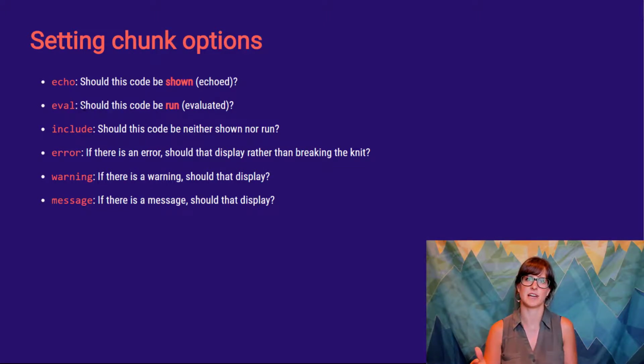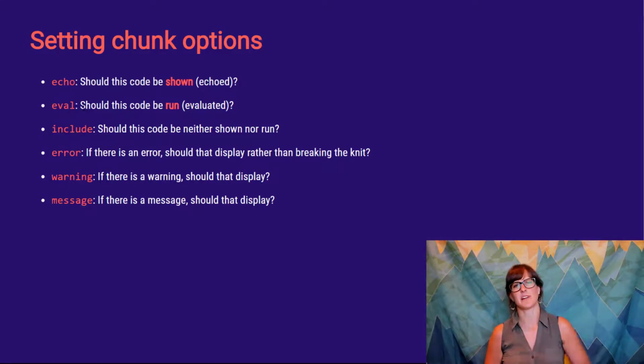Include is a nice shortcut that says, don't show anything, don't show the source code, don't show the output, but it still does get run. It still does say create a new variable if that's what that code does. It just doesn't show up anywhere in your final knitted document.